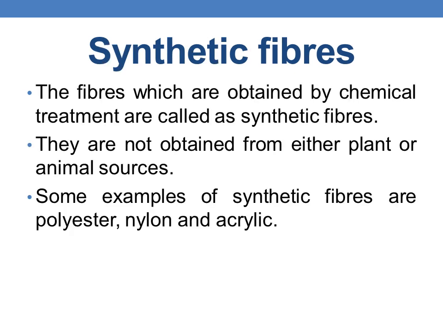For thousands of years, natural fibers were the only ones available for making fabrics. In the last 100 years, fibers are also made from chemical substances which are not obtained from plant or animal sources. These are called synthetic fibers. Some examples of synthetic fibers are polyester, nylon and acrylic.